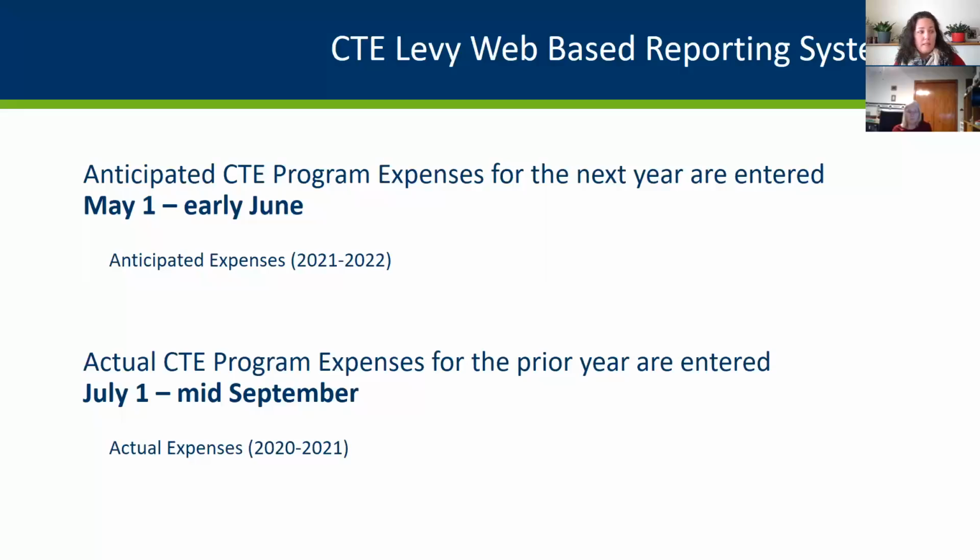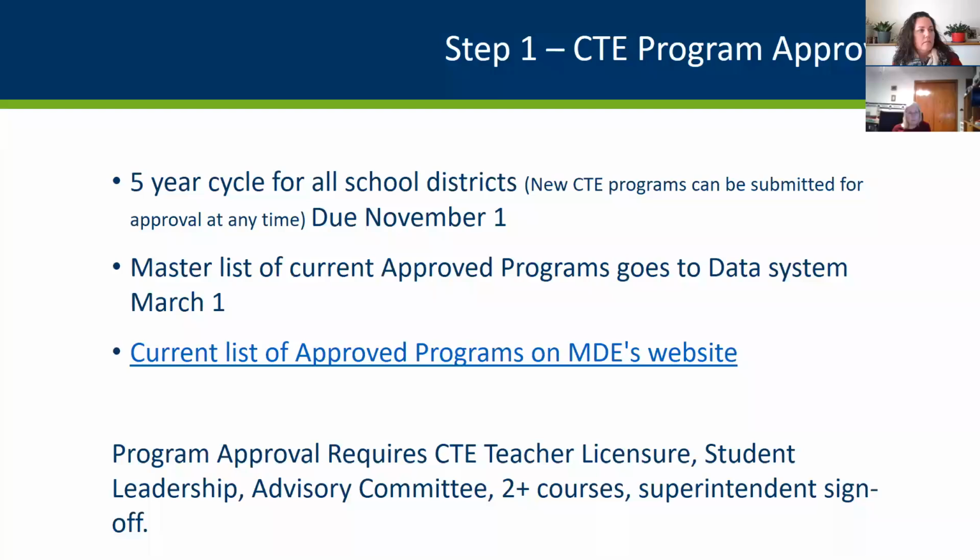Then you're going to get back on the system. We'll open it on July 1 and it'll be open until mid-September. You're going to be entering your actual expenditures for the prior year. So that is the current year we're in right now, the 2020-2021 school year. So you'll be on the web-based reporting system twice each year, once to enter your anticipated expenditures for CTE and once to enter your actual expenditures for CTE, which we're using as the acronym. That stands for Career Technical Education.